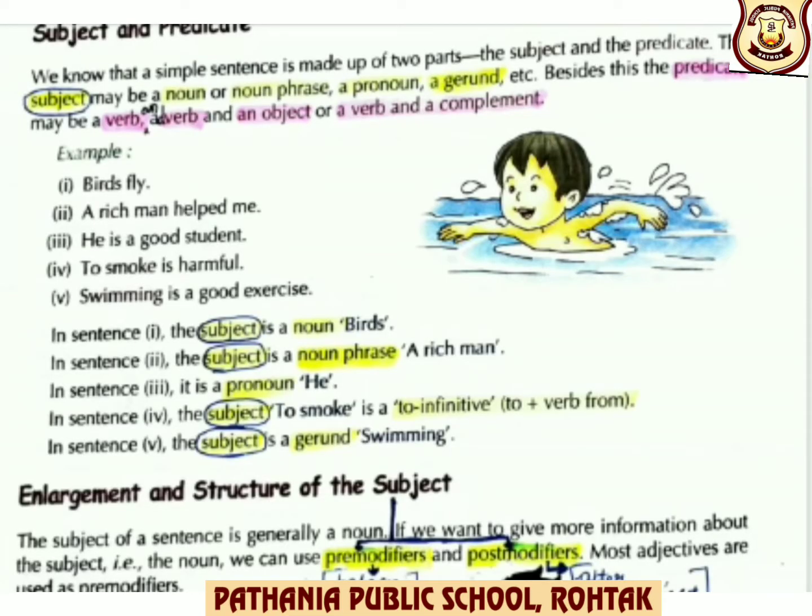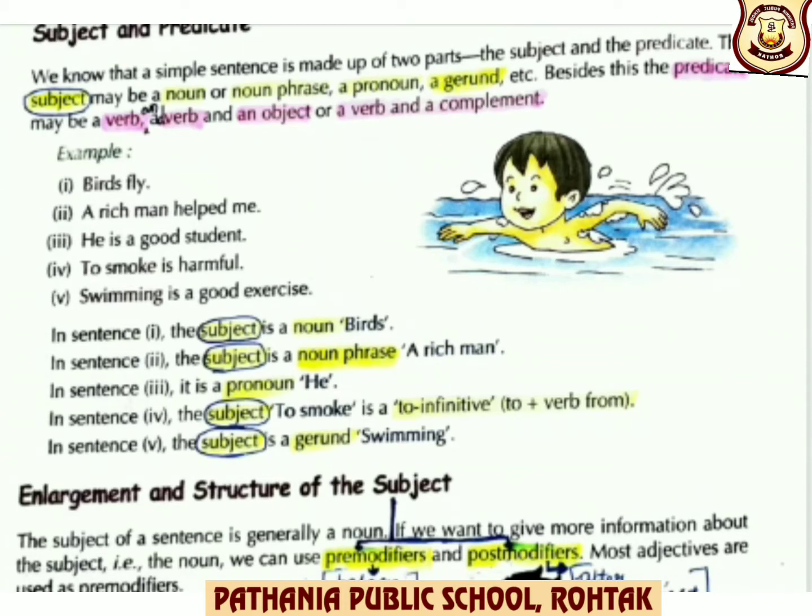Look at these examples, children. Birds fly. A rich man helped me. He is a good student. To smoke is harmful. Swimming is a good exercise.